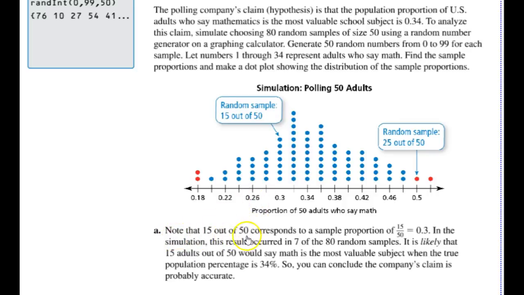So 15 out of 50 corresponds to a sample proportion of 0.3, which corresponds to this line in my dot plot. In this simulation, the result occurred in 7 out of my 80 random samples, right? So it's likely that 15 adults out of 50 would say math is the most valuable subject. I can conclude that the company's claim is probably accurate, because that falls near the middle.